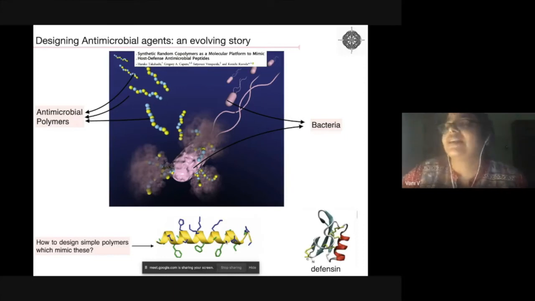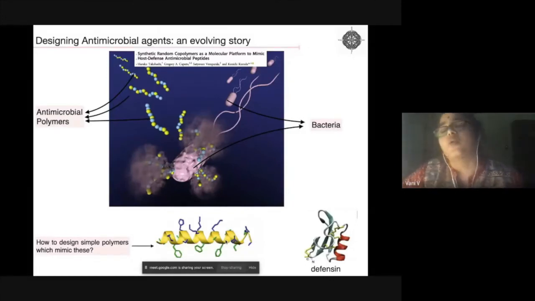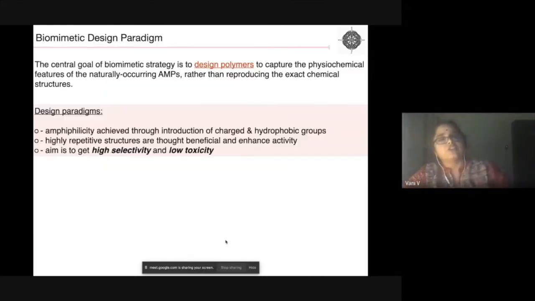What I'm showing is two examples of antimicrobial peptides, and what is the difference between them? One is a very linear kind of thing, one is a collapsed globular kind of thing. How do you design polymers which go from one to the other, right? So the goal basically is to design polymers that capture essentially the physicochemical properties, but we are not interested in the exact chemical structure. It's probably not possible. But what we're trying to do is, can you get roughly what this natural antimicrobial peptide is doing? Can I design a polymer to do that, right?